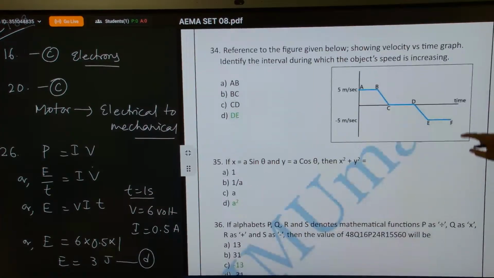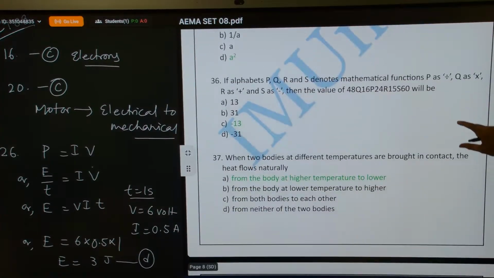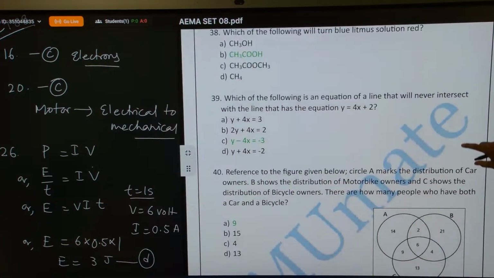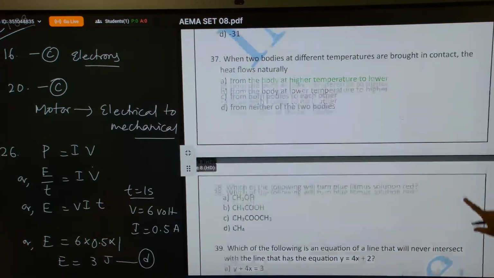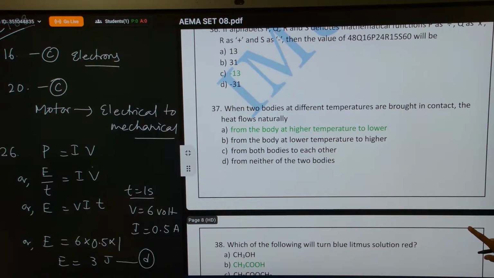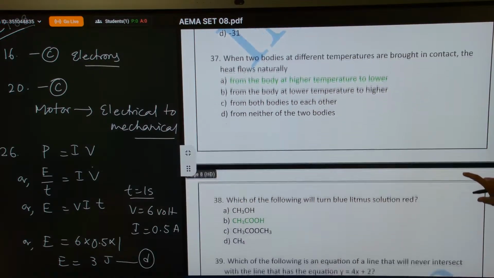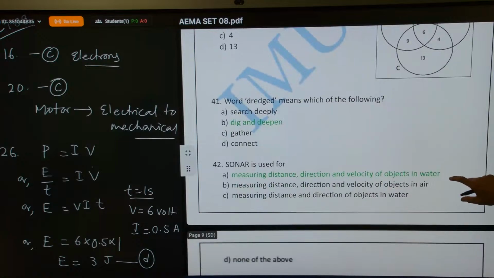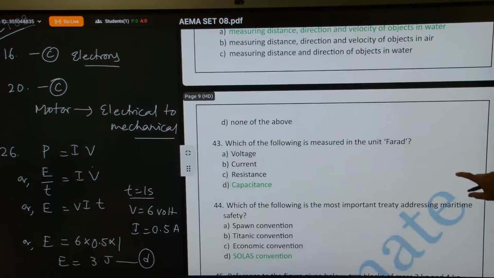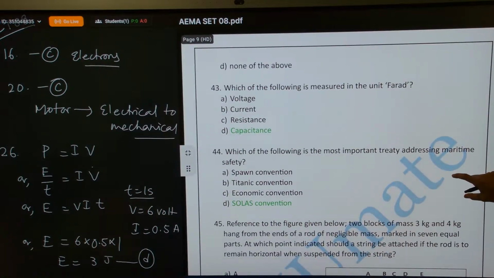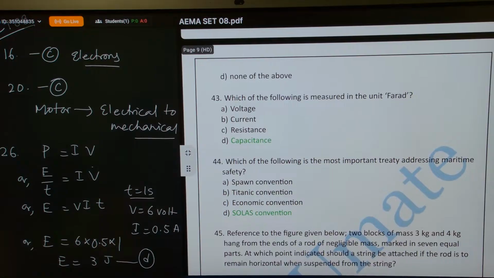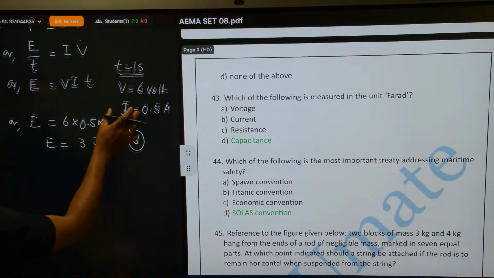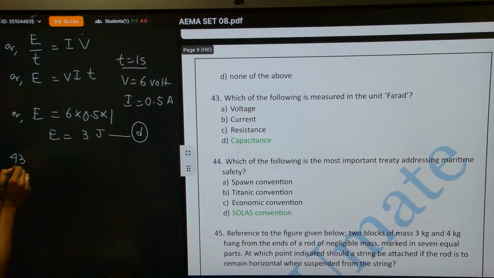Now let me see up till the last question. 37. From a hotter body to a colder body heat flows. You all know that. Principle of calorimetry. 43 has already been done. They are repeating the question.